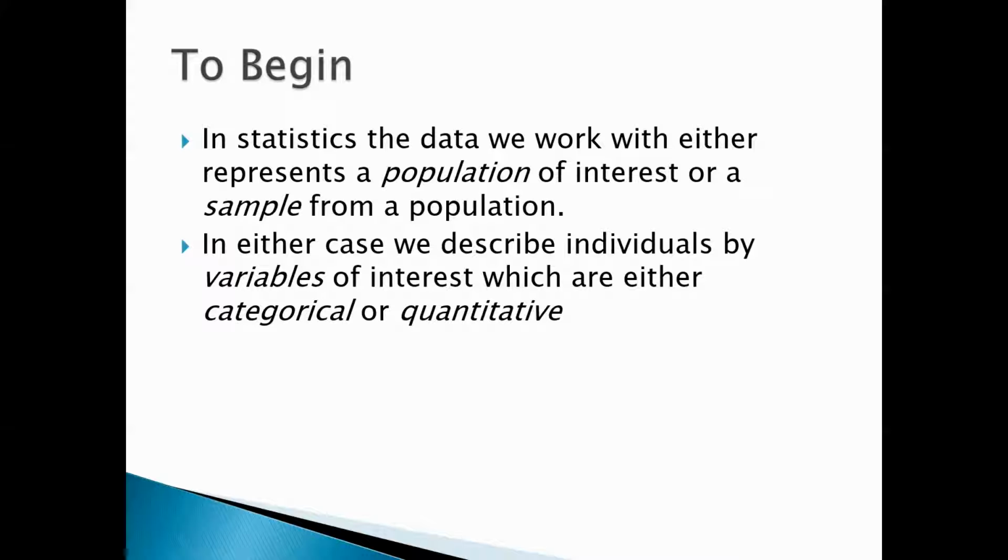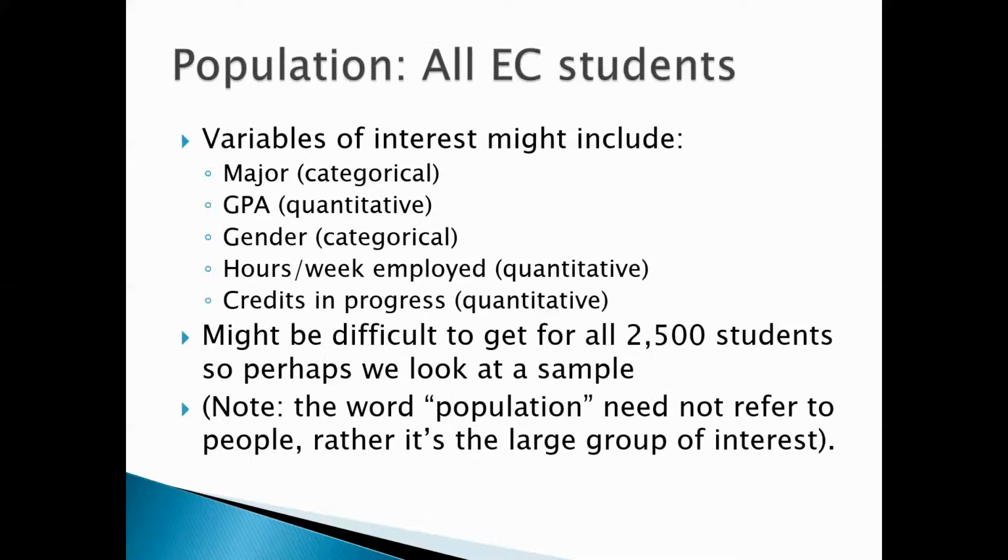And instead of definitions, let's look at an example. Suppose we're interested in studying the population of all Edgewood College students. Some of the variables, the things that change from student to student, might include academic major. That's a categorical variable because major is a category, it's just a label. Math, physics, art, business, psychology. Or GPA is another variable of interest, and that's quantitative. That's a number. It makes sense to ask what's the average, what's the highest.